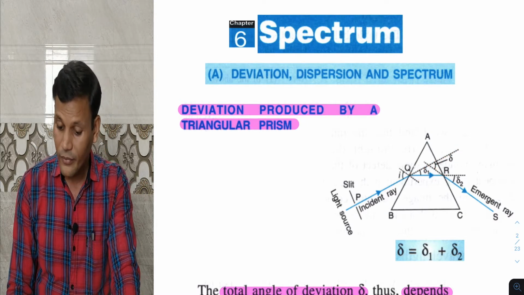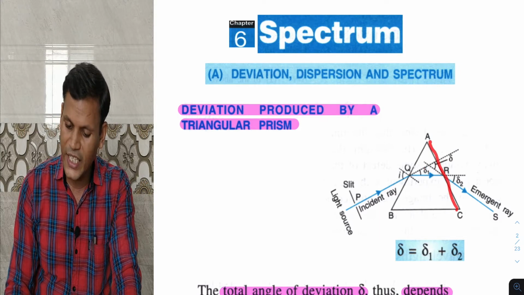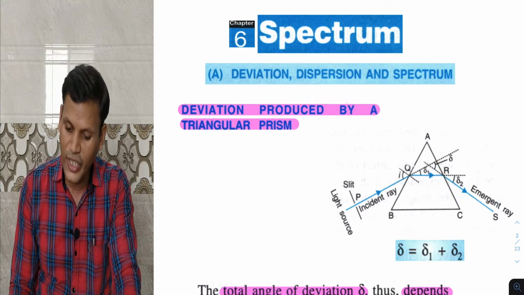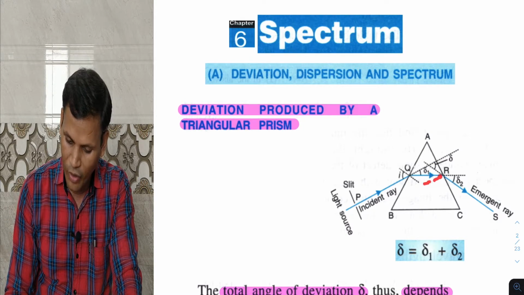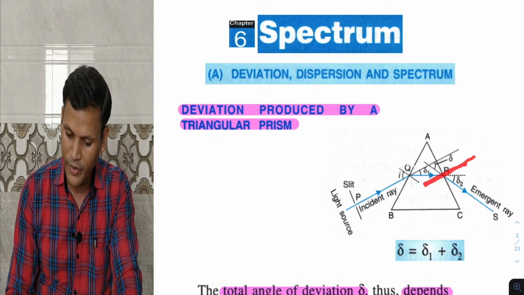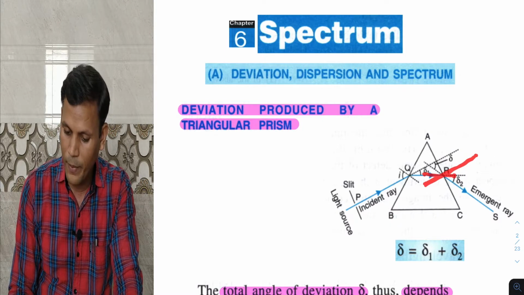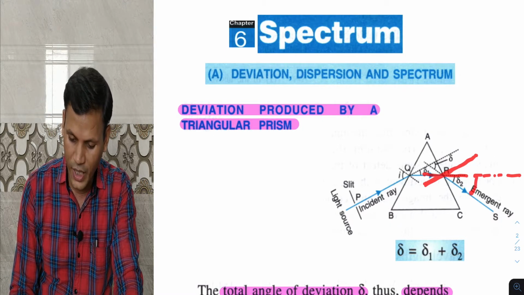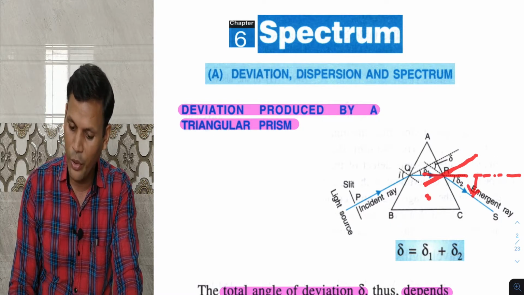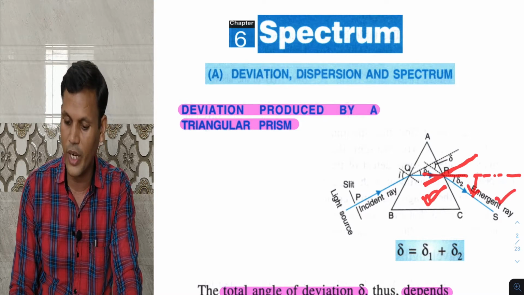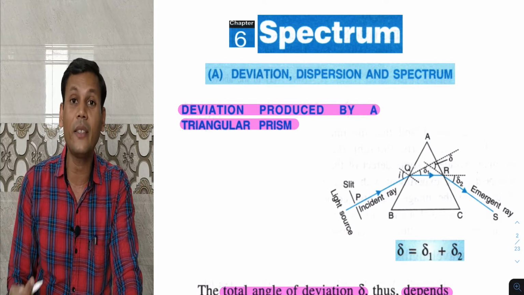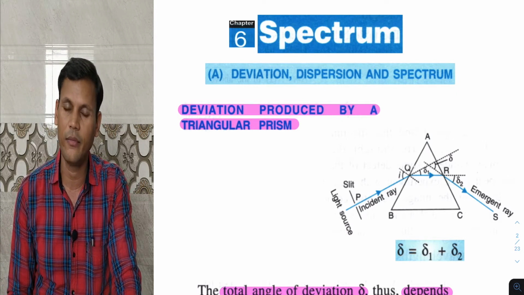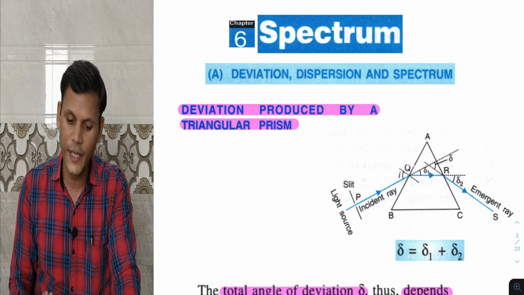At the second surface, refraction takes place again. This is the normal, which is not shown in the diagram. The actual path should be this one, but it goes away from the normal because now it is moving from the denser to the rarer medium. So we are observing two deviations over here. In fact, three deviations we can see.